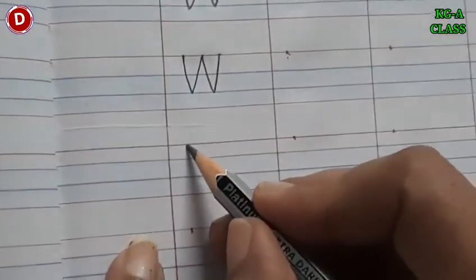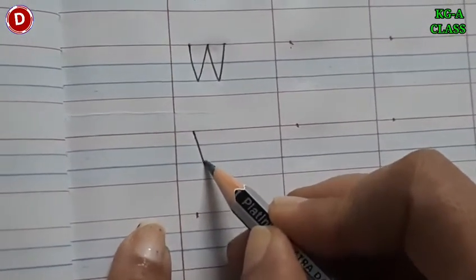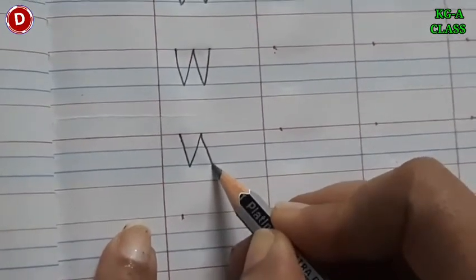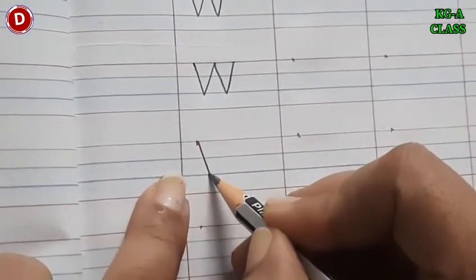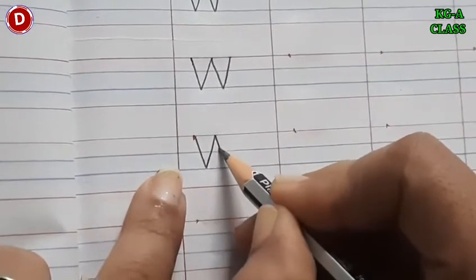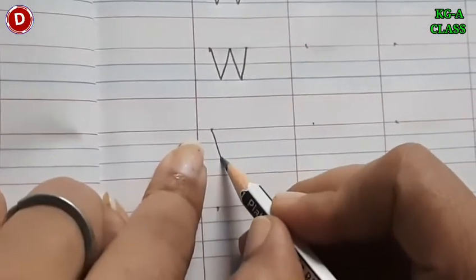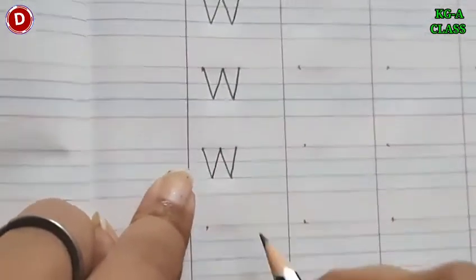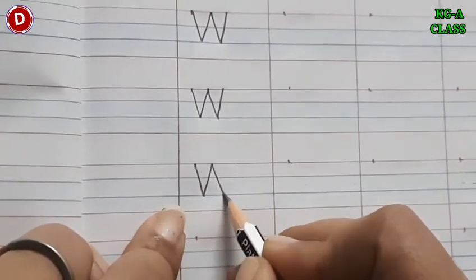Okay children, now see, again. Start from the red line, go till the blue line, again go up, touch the red line, again go down. Touch the bottom blue line and then go up, like this. In this way, you have to write capital W.